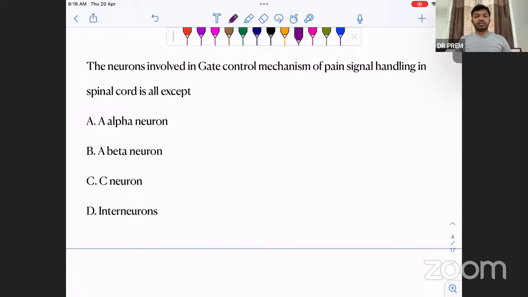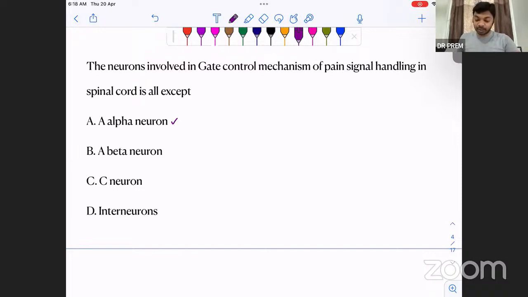Very good. A alpha or A beta? Good, Dr. Srikanth. You're right. It's A alpha. Option A is the right answer here. A alpha is the right answer. Let's see why A alpha neuron is the right answer, people.